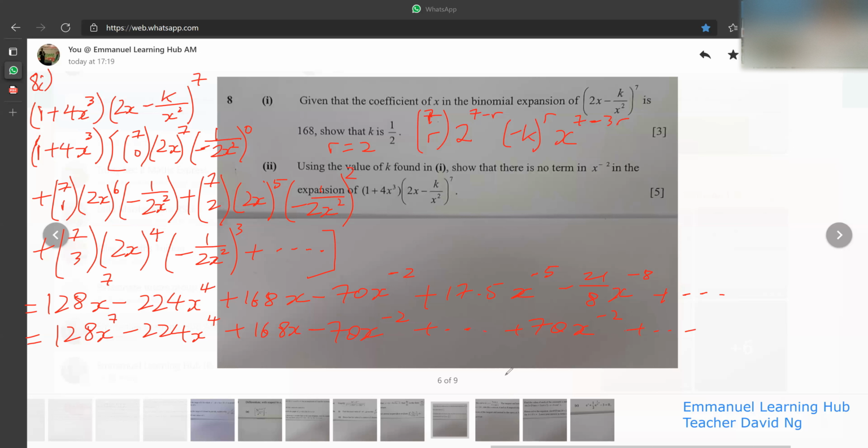You know what I mean? Yeah. The minus 70 x power negative 2 has been eliminated. So the coefficient of x power negative 2, right? There's no term for x power negative 2. That's how it shows. Therefore, there is no term in x power negative 2. But you need to know how I get 70.